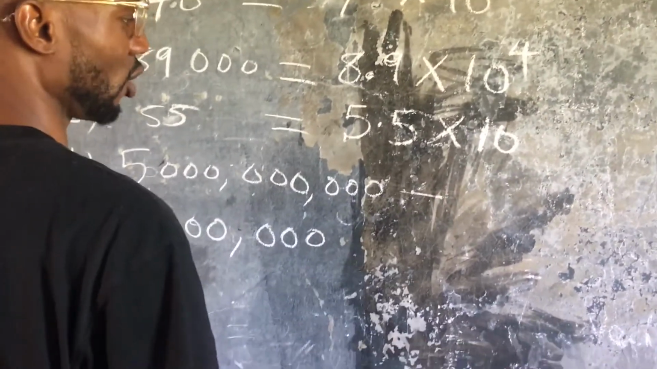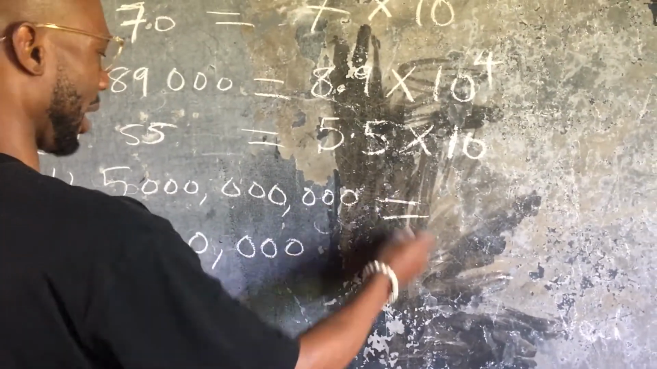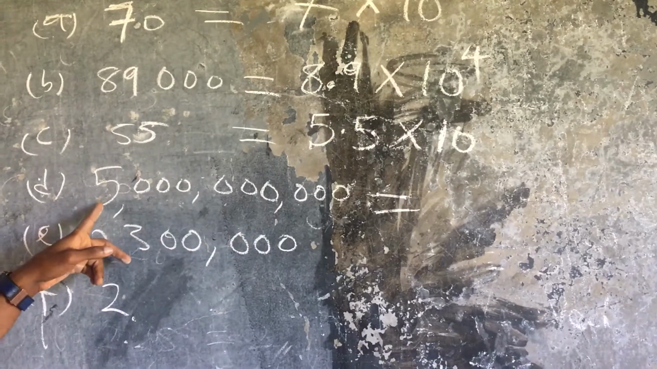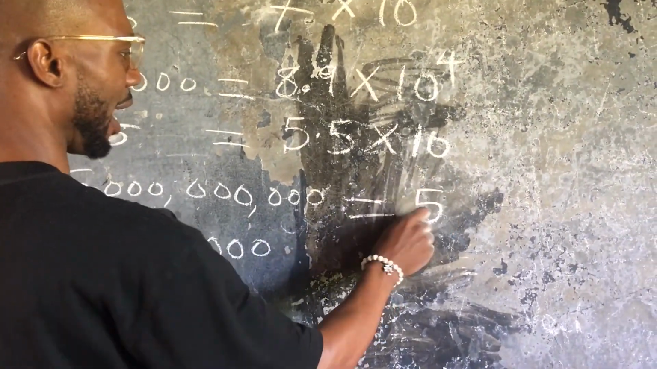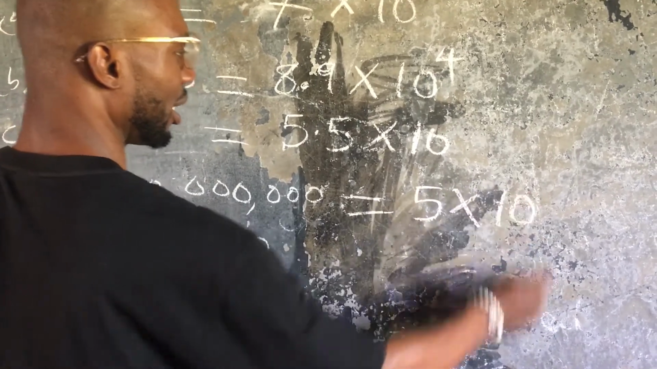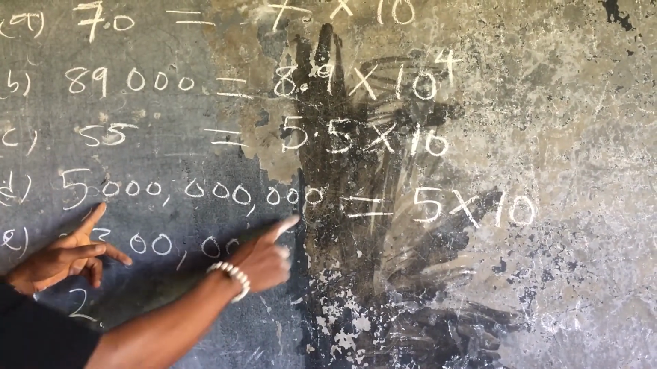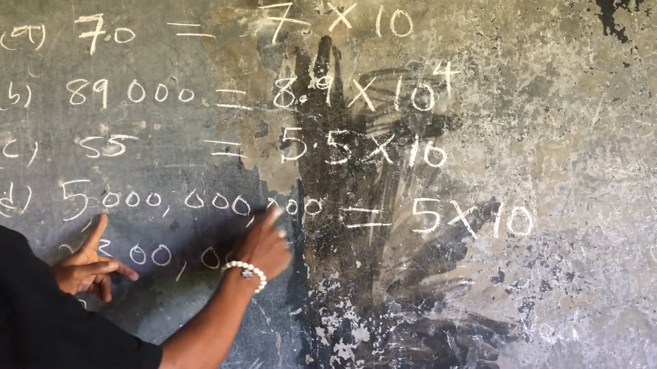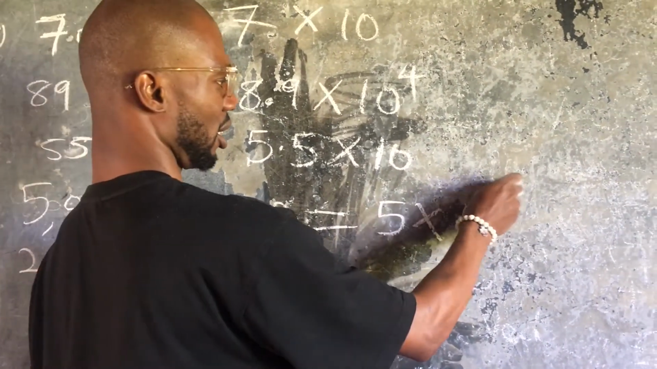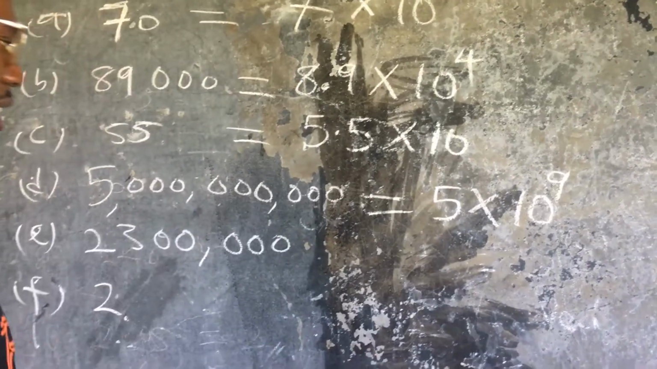Now see this number. This number has 9 zeros. That's 5 billion, right? So 5 billion, we just say 5 times 10 raised to power how many? How many zeros? We have 9. 1, 2, 3, 4, 5, 6, 7, 8, 9. We just say raised to power 9, right?